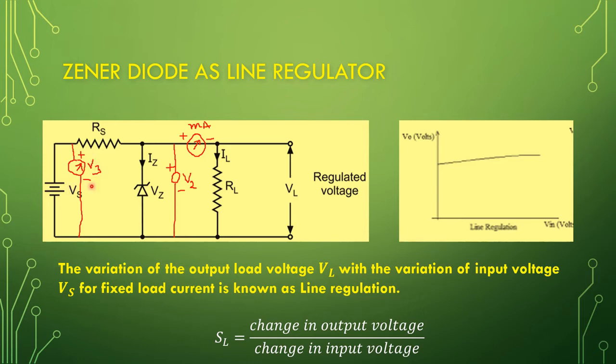So this V3 voltmeter is connected in parallel with the input power supply voltage. From this V3 voltmeter, we get the input voltage value. And this V2 voltmeter is connected in parallel with the Zener diode, and from this V2 voltmeter we get the Zener diode voltage.